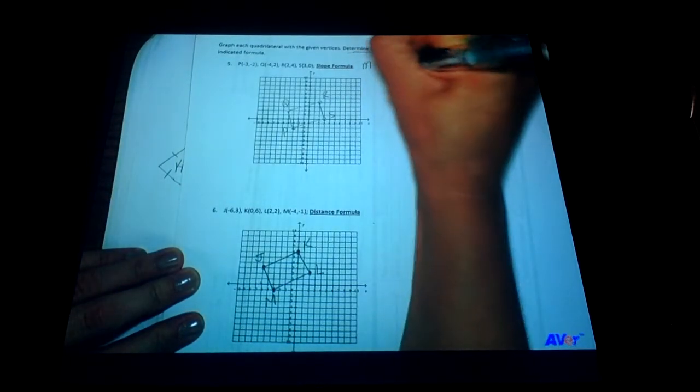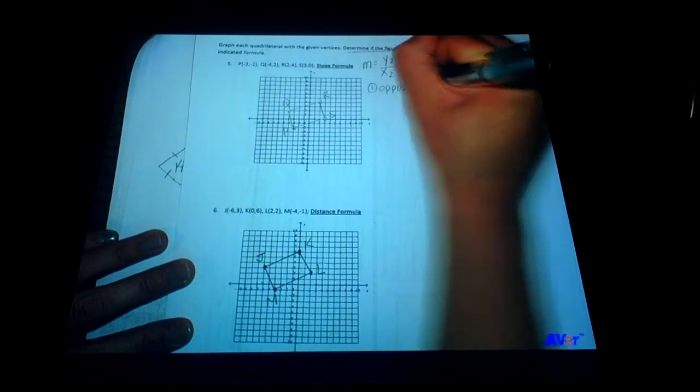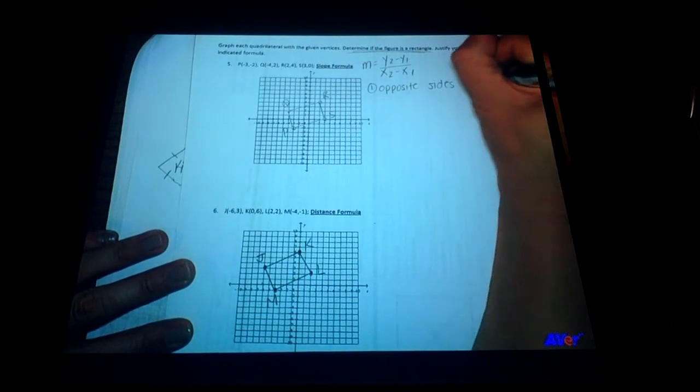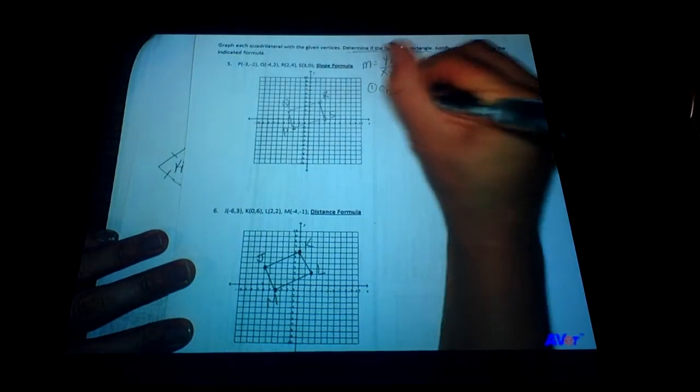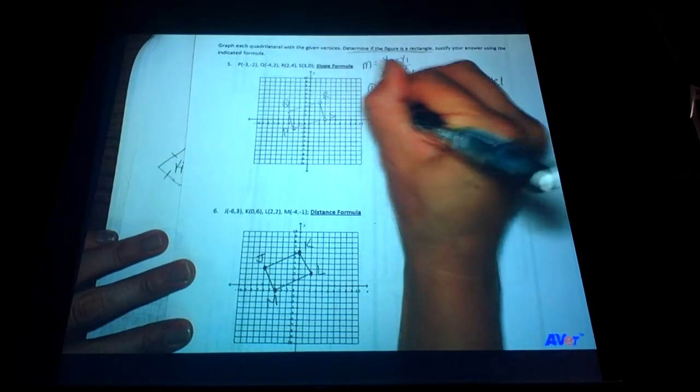And we're going to use the slope formula on the first one and the distance formula on the second one. So the slope formula is y2 minus y1 over x2 minus x1. And if I find the slope of all 4 sides, that could help me to determine if this is a rectangle, because I can look for 2 things. First of all, I need my opposite sides to be parallel. That would mean that they have the same slope. That would show me that I do have a parallelogram.